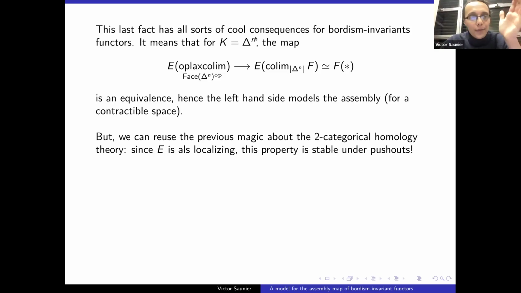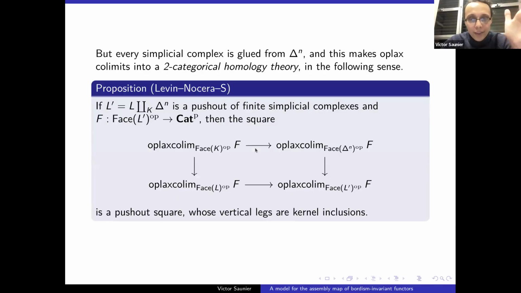You have a localizing invariant. So sorry, if I go back to this square, if I apply a localizing invariant to this square, it stays a pushout. And now I know that for all of those guys here, I have the correct value, and everyone here is glued out of delta n. So every finite simplicial complex is glued from delta n. I have the correct value on the generators. Therefore, I must have the correct value everywhere.